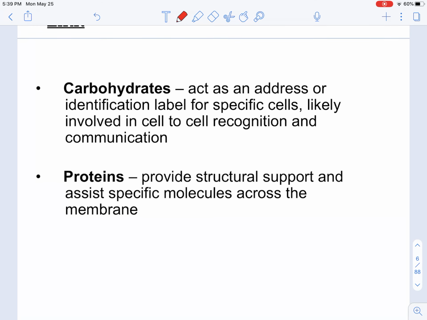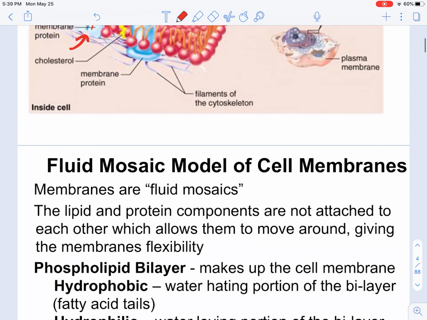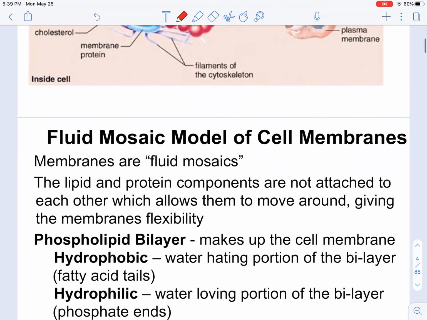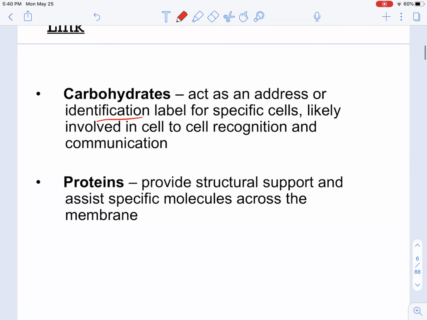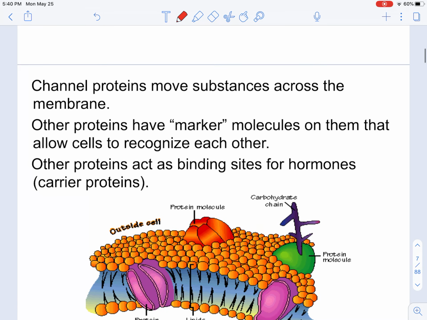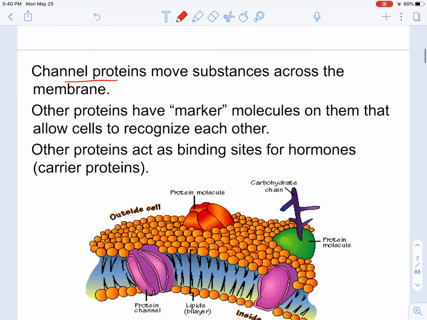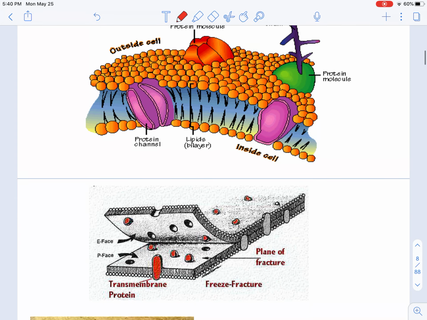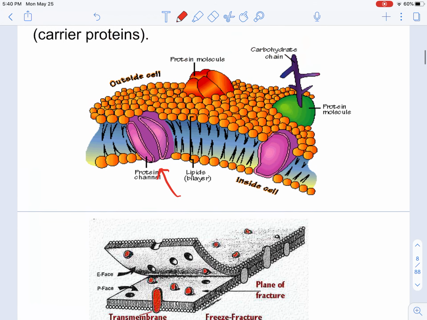The carbohydrates that are found as little additions identify cells that belong in your body. When we looked at these chains, sometimes they're found on a lipid, sometimes they're found on a protein. They will help identify the cells of your body. The proteins are basically structural support and channels for materials to move through, and they would be called channel proteins if they allow substances through. Here's a picture of a channel protein.